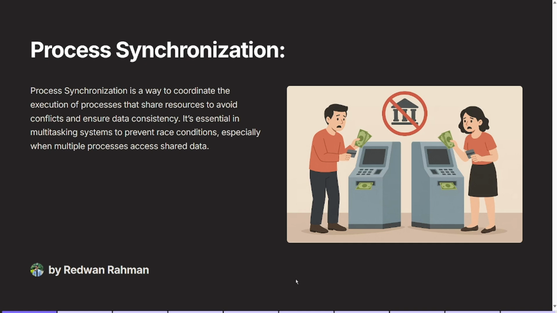Today I'll be presenting process synchronization. Process synchronization is a way to coordinate the execution of processes that share resources to avoid conflicts and ensure data consistency. It's essential for multitasking systems to prevent race conditions, especially when multiple processes access shared data.